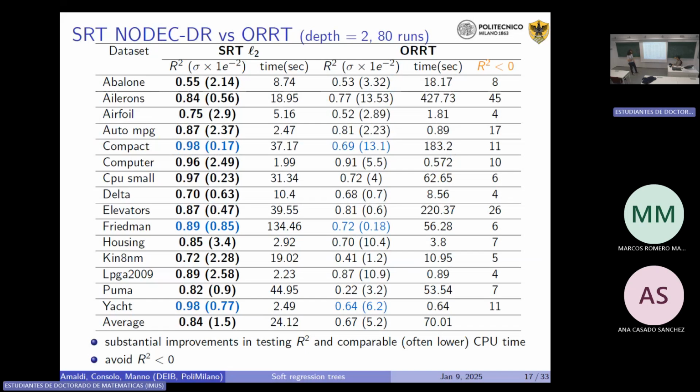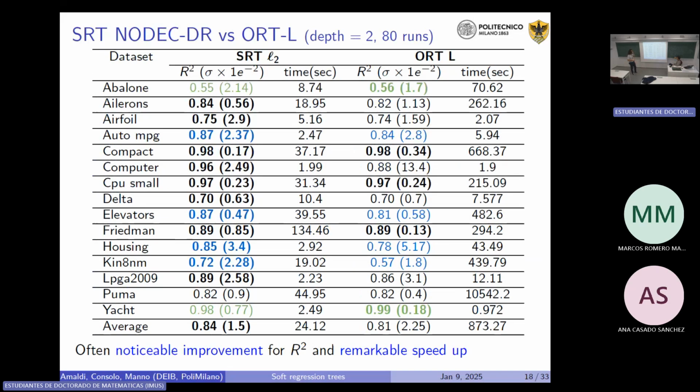We also tried to compare with the state of the art of the classical deterministic univariate and multivariate trees, so the work of Bertsimas and Dunn. Just to give you an idea, we were able to achieve still noticeable improvements, on average better testing R square, but the most important thing is that we are able to achieve a remarkable speed up. If you look at the last row, and look at the time, we are able to reduce the computational time by more than 1 order of magnitude.